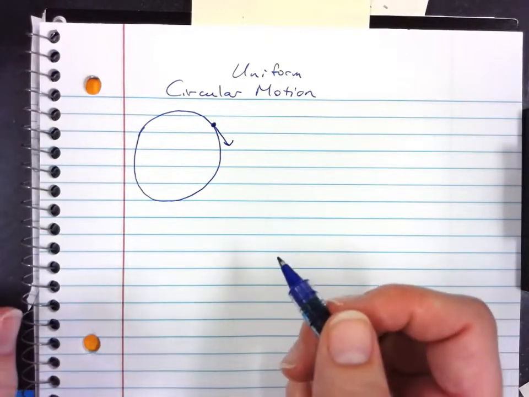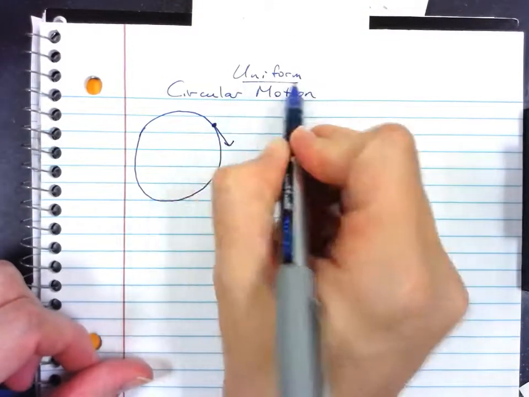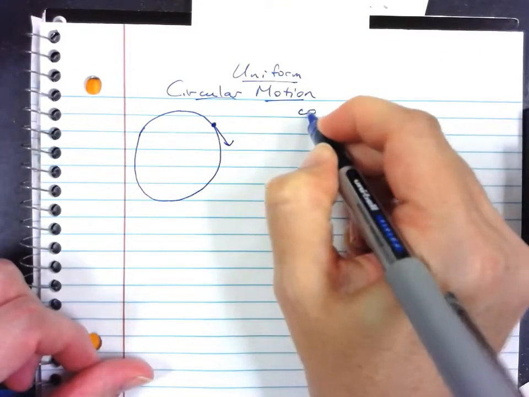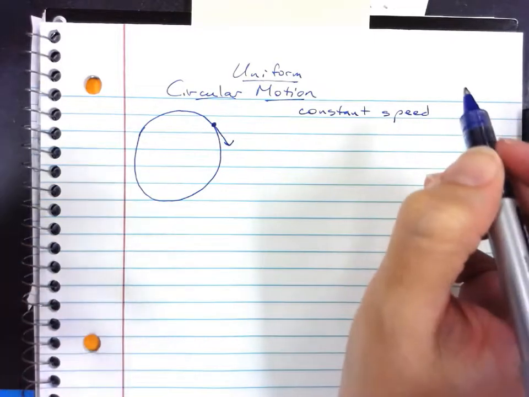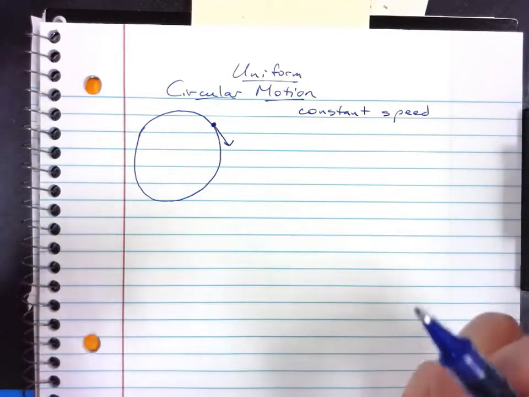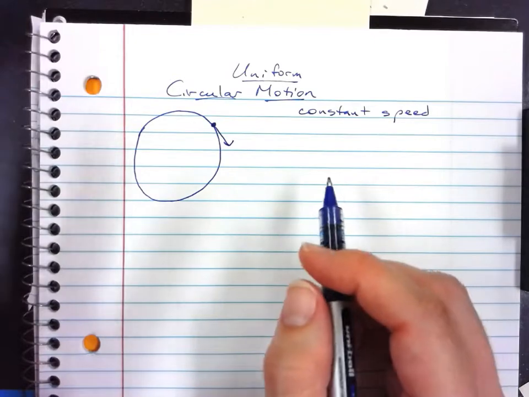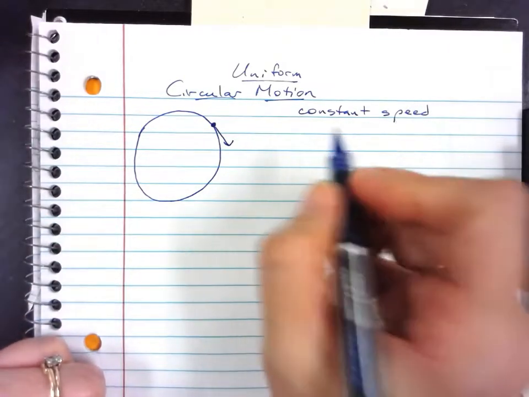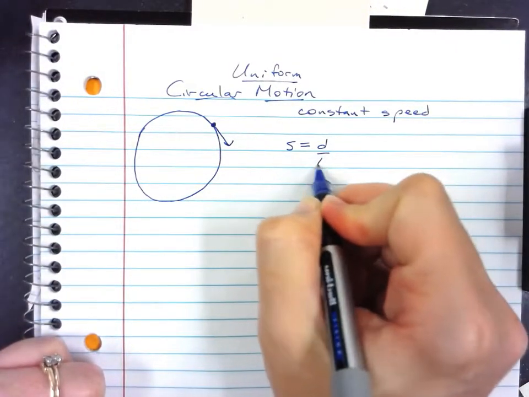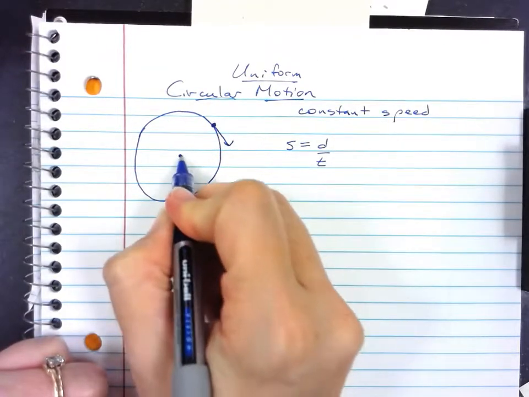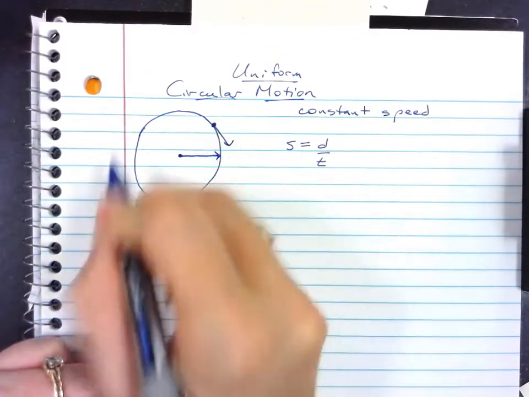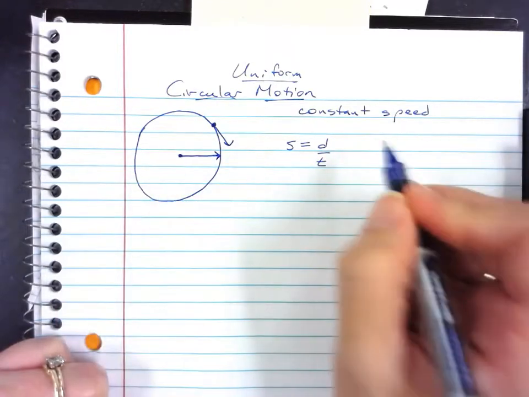So first we need to talk about speed. Uniform circular motion means constant speed. There's no speeding up or slowing down in this particular section. We will deal with that later, but not right now. So you know the equation for speed is distance over time. For this circle, the distance that this object travels around the whole circle is called the circumference.